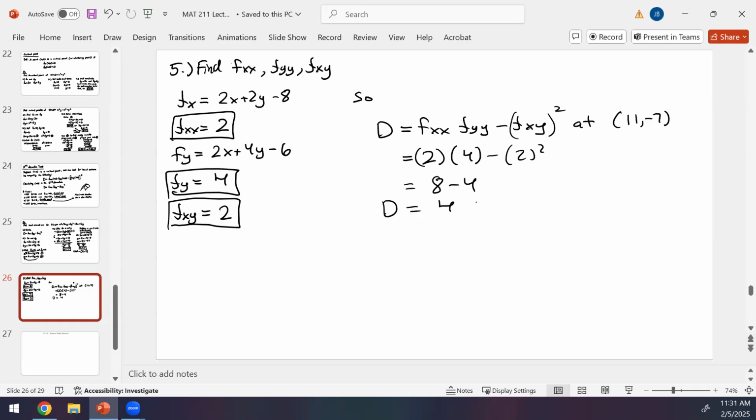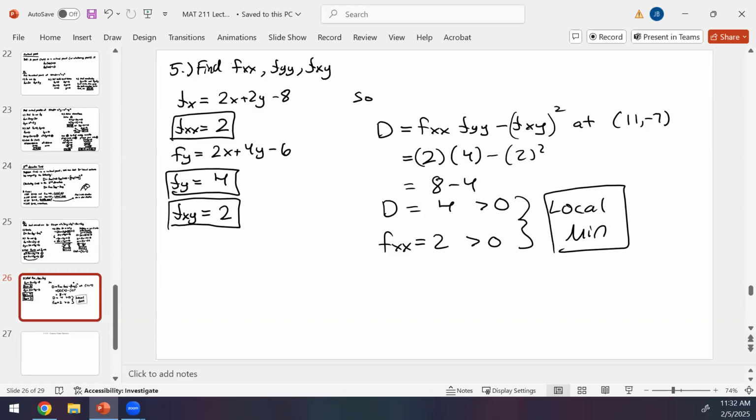So D is equal to 4, which is greater than 0. So then fxx is equal to 2, which is greater than 0. So because you have this case, you have a local min. Local min. And that's all you have to do.